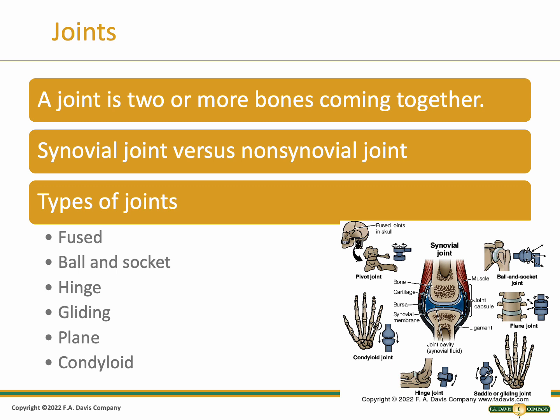And your non-synovial joints don't have fluid. They don't have a joint capsule. And another example of a non-synovial joint may be the cranium. The two parietal bones fusing together is a joint. And there are different types of joints. You've got your fused joints, which are your skull bone joints.